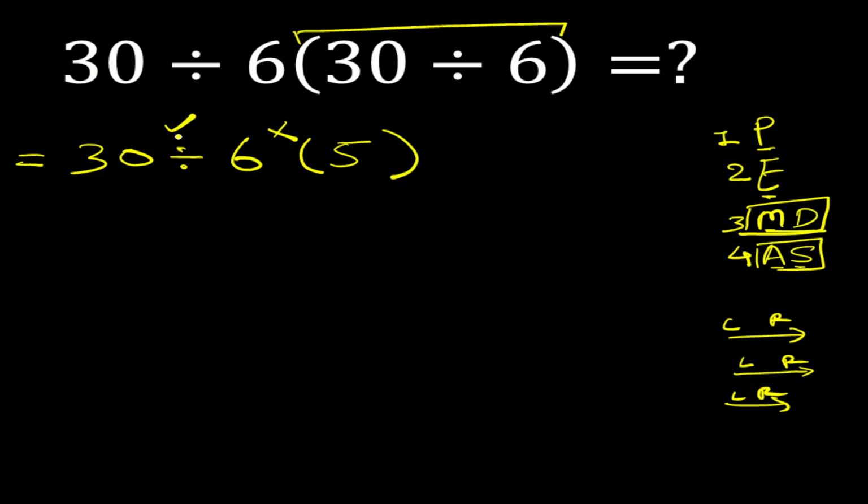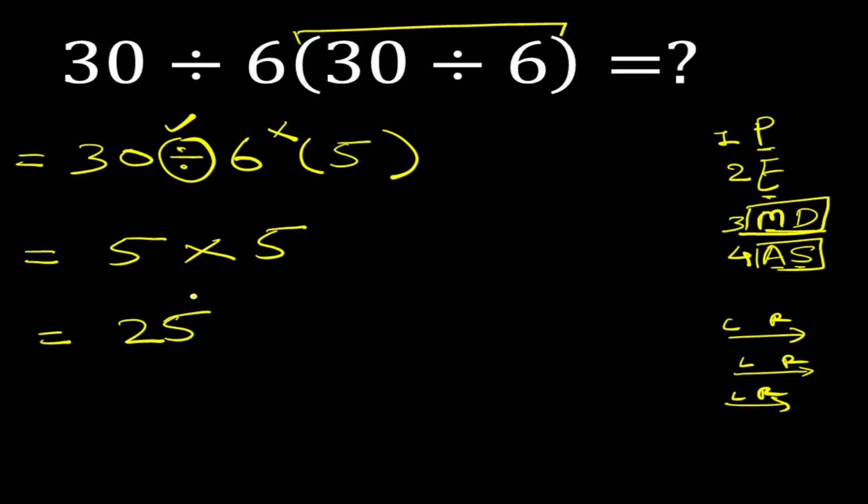So first we have to solve this division. So 30 divided by 6 is equal to 5, times 5. So now 5 times 5 is equal to 25. So the correct answer is 25, right?